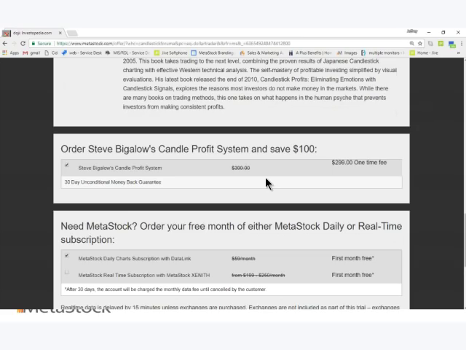Brian S. says, so we buy CPS for $2.99. Yes. You own it forever, and then you pay $59 for both the data and access to MetaStock and the software updates. Okay?